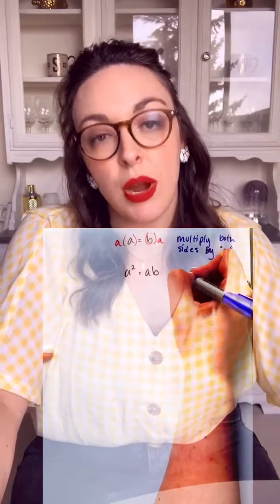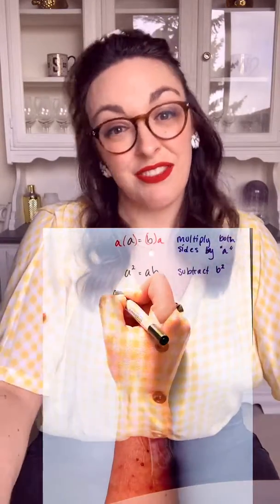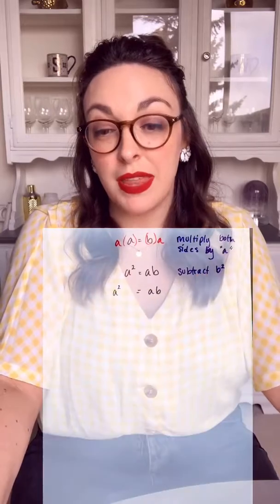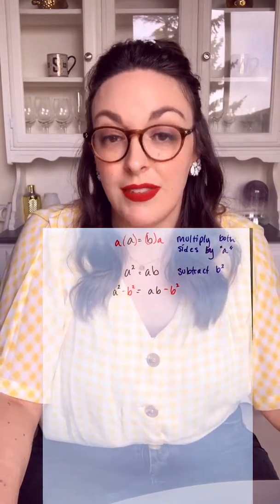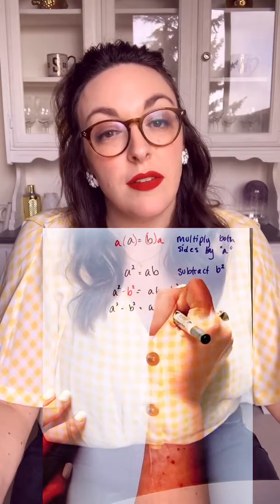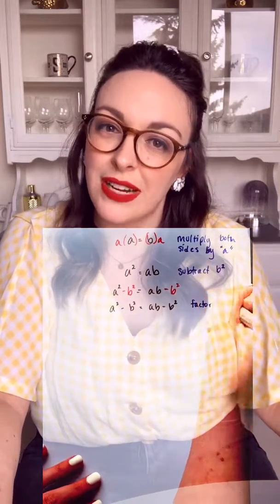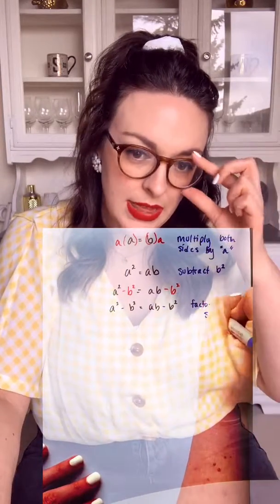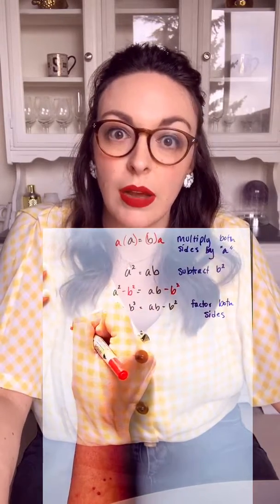Then I'm going to subtract B squared from both sides. Again, since I'm doing it to both sides, that's fine. I have no problem with that. I get this really special expression on the left-hand side though, A squared minus B squared. This is called a difference of squares. It's a really special binomial that you can factor into something special. And that is A plus B times A minus B, or the other way around.